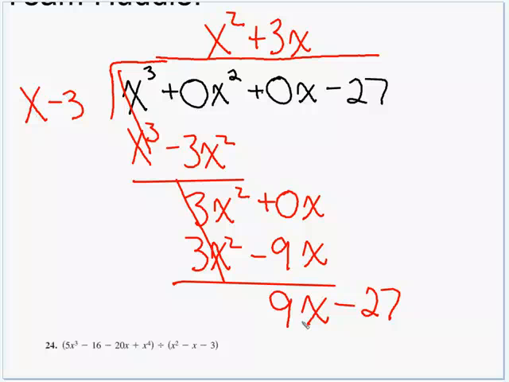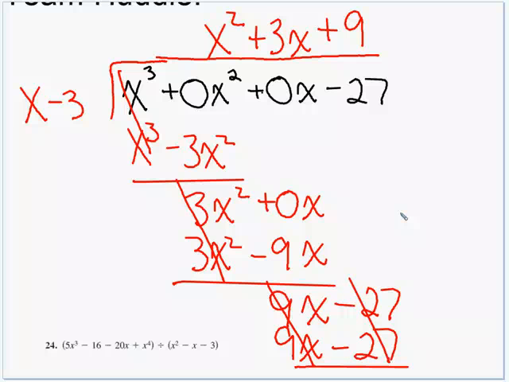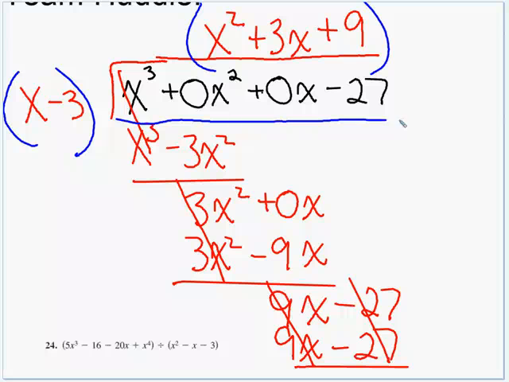So something times x is 9x. It's got to be a plus 9. 9 times x is 9x. 9 times minus 3 is minus 27. Subtract. That perfectly goes to 0. So we have a 0 remainder. And again, all this is saying is if we multiply x minus 3 times this and FOIL that all out and combine like terms, we'll be at x cubed minus 27.